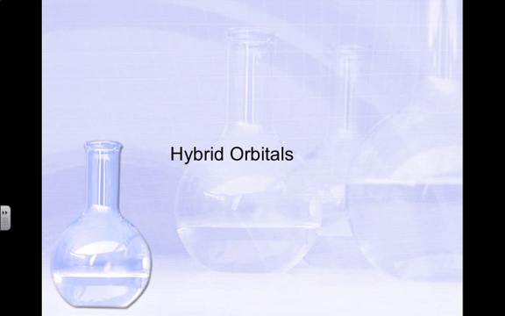Today we're going to be talking about hybrid orbitals. This is something that you'll really get into detail about when you go into AP chemistry, but I want you to be aware of this phenomenon that actually happens. When you have two or more atoms bonding, you take the orbitals and you combine them together.